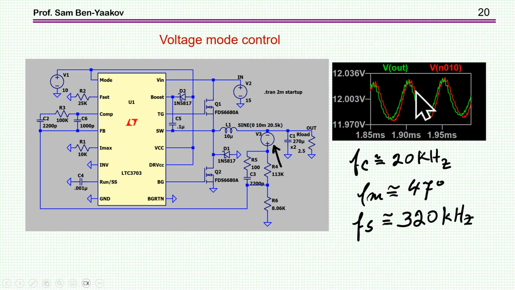So here are the two signals, the small signal that I'm injecting here, like 10 millivolts. I'm showing the voltage here and the voltage here, and I can also approximately estimate the phase margin. Well, it's not very accurate, but just a ballpark of it. So what I find is for this system, the crossover frequency is 20 kilohertz. The phase margin is about 47 degrees. And this converter is running at a switching frequency of about 300 kilohertz. So this is the first case.